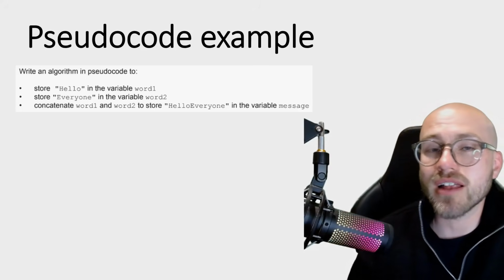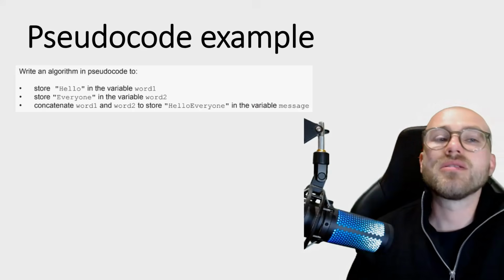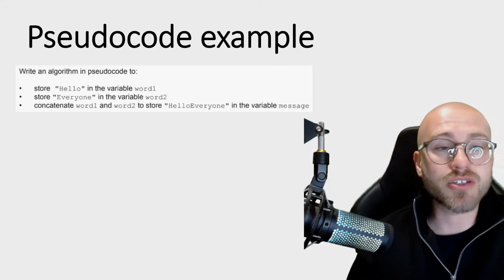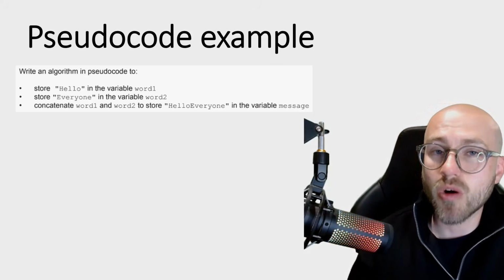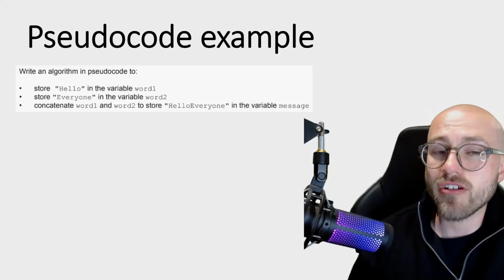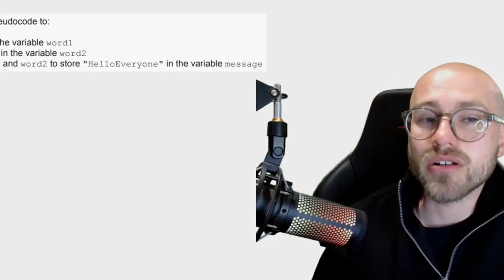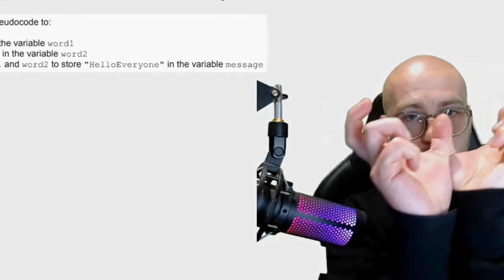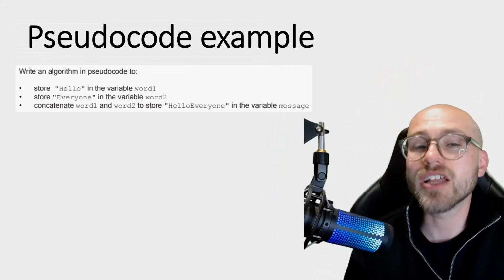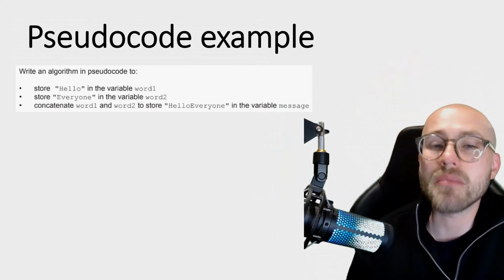This was a 3-mark answer on a previous paper. So it says to store hello, which is a string, in the variable word1. Then store everyone in the variable word2. Then we've got a programming word, concatenate word1 and word2. That means to just squash them together to store hello everyone in the variable message.